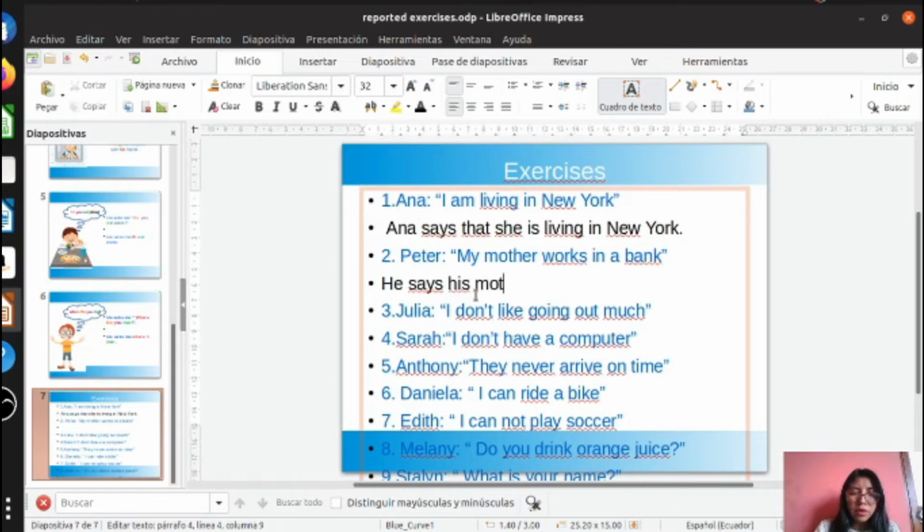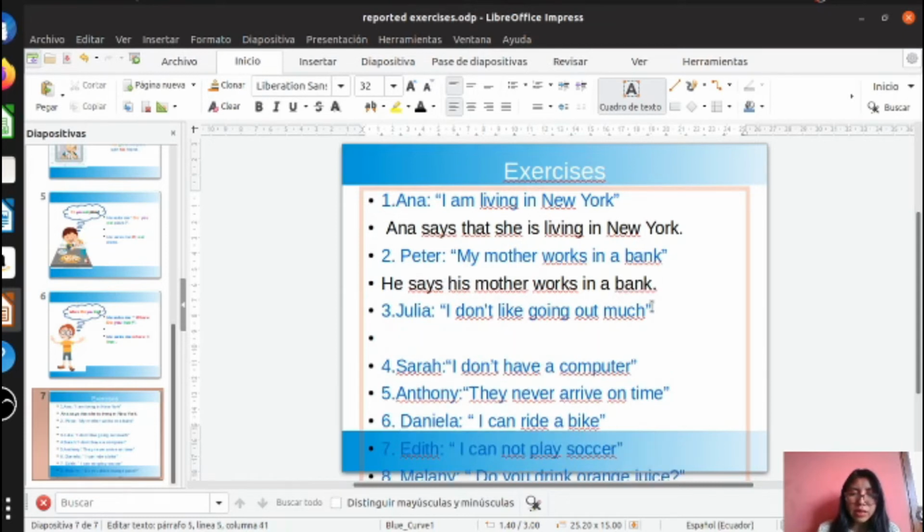He says his mother works in a bank. Okay, I am reporting. ¿Qué dice él? Mi madre trabaja en un banco. ¿Cómo lo digo? Él dice que su madre trabaja en un banco. Okay? In this case, I only change my for his. Remember, my for me, his for another person. Vamos a utilizar his para otra persona referido a un chico. En este caso, él dice que su madre trabaja en un banco.